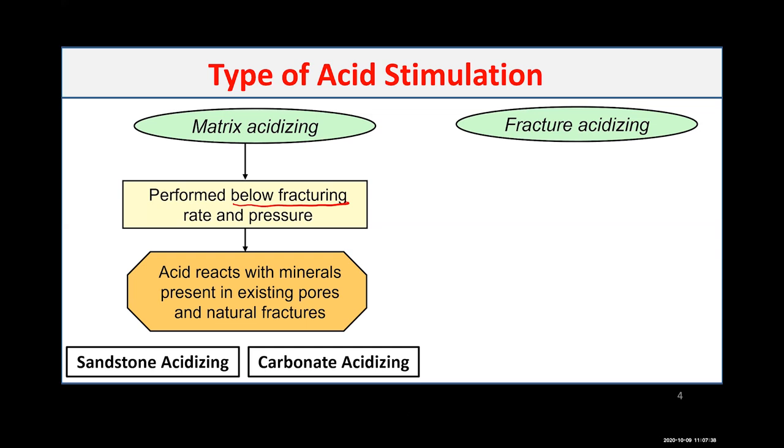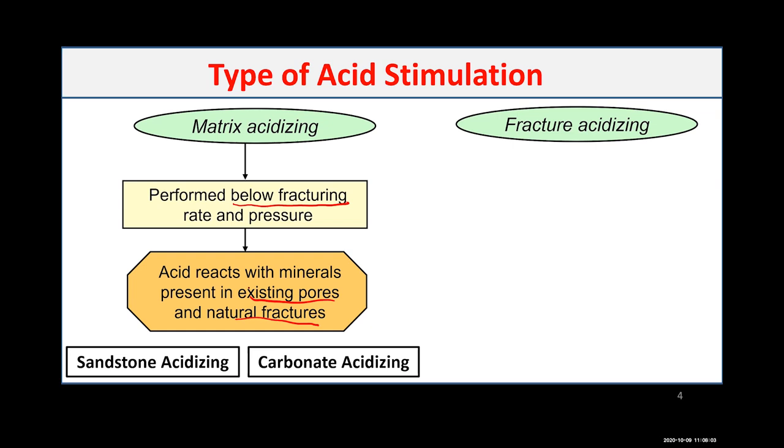And what will happen, the acid will react with the pores and the natural fractures that exist. However, it will not create additional frac. It will just dissolve the pores and improve your porosity and permeability. And for matrix acidizing, we have two types of treatment, depending on the formation type. One is called sandstone acidizing, and the other is called carbonate acidizing.